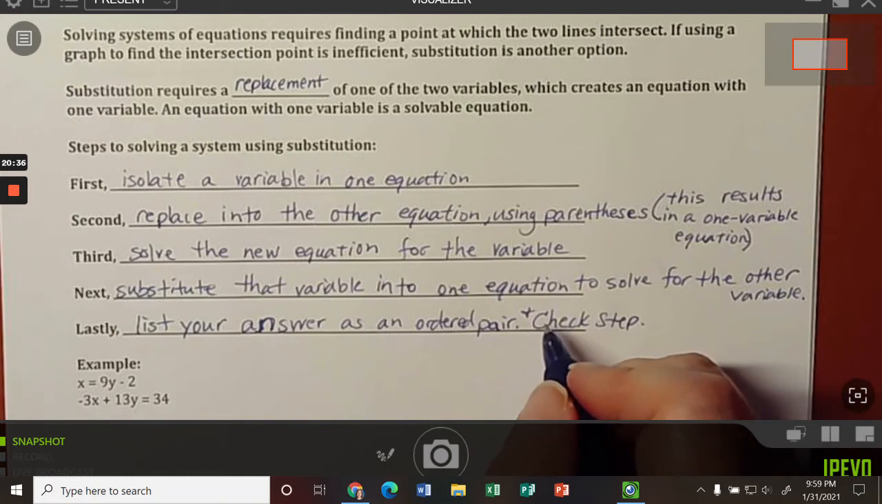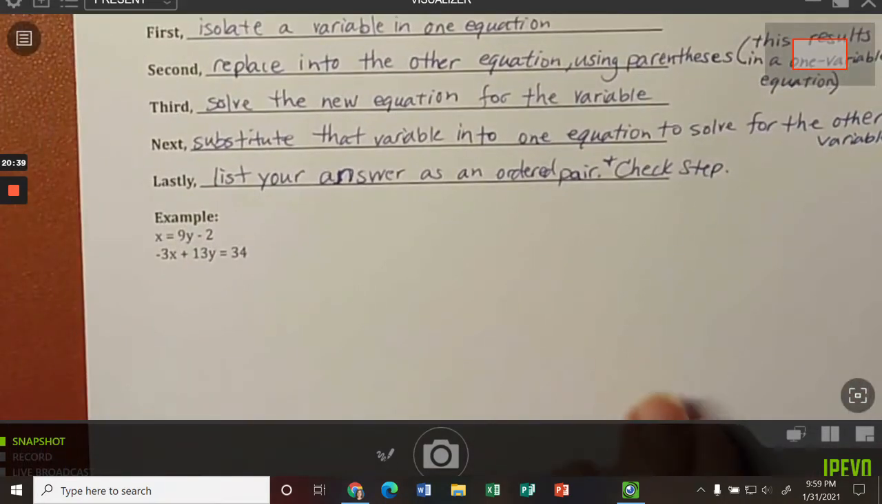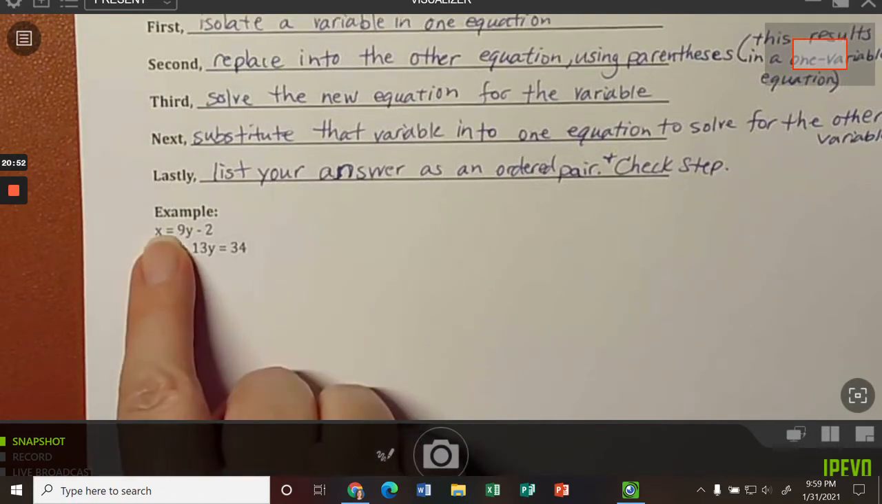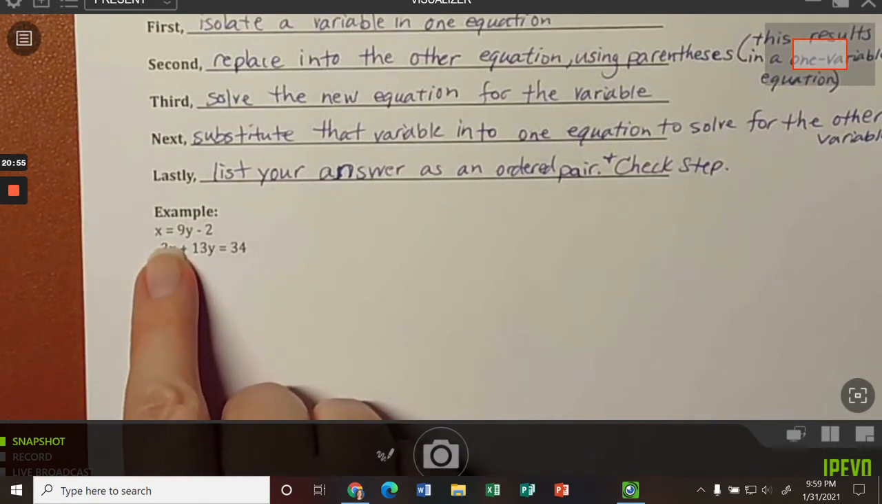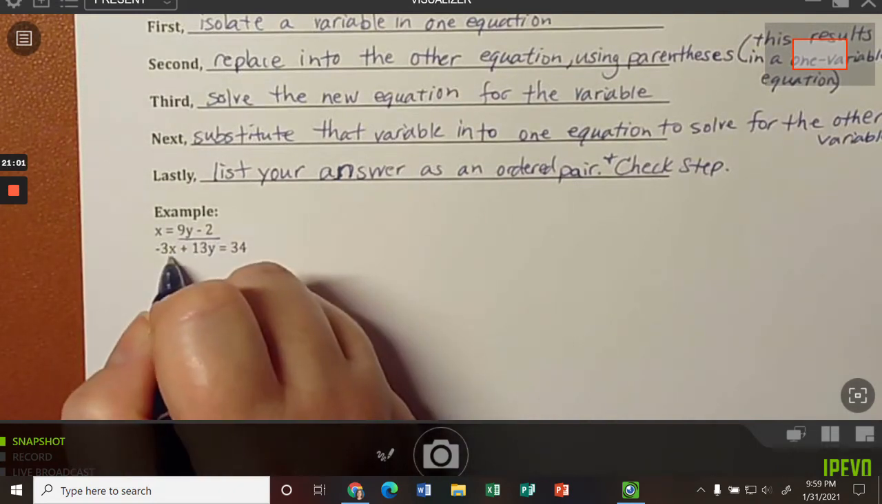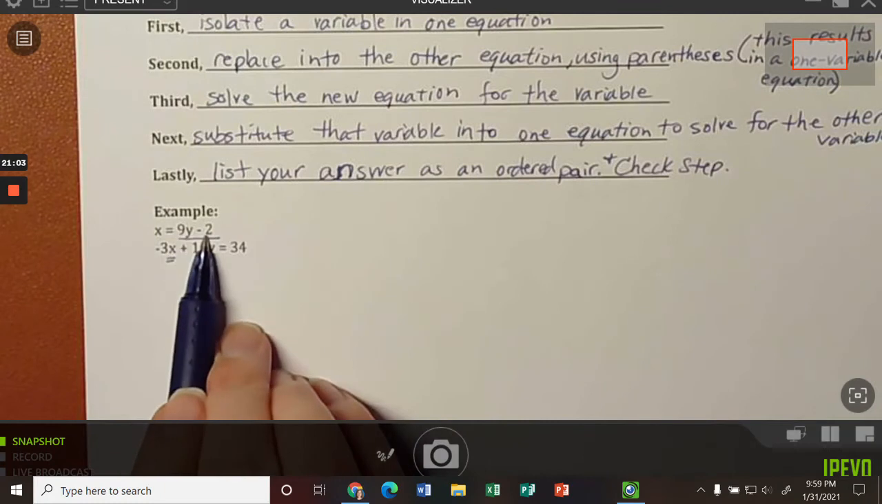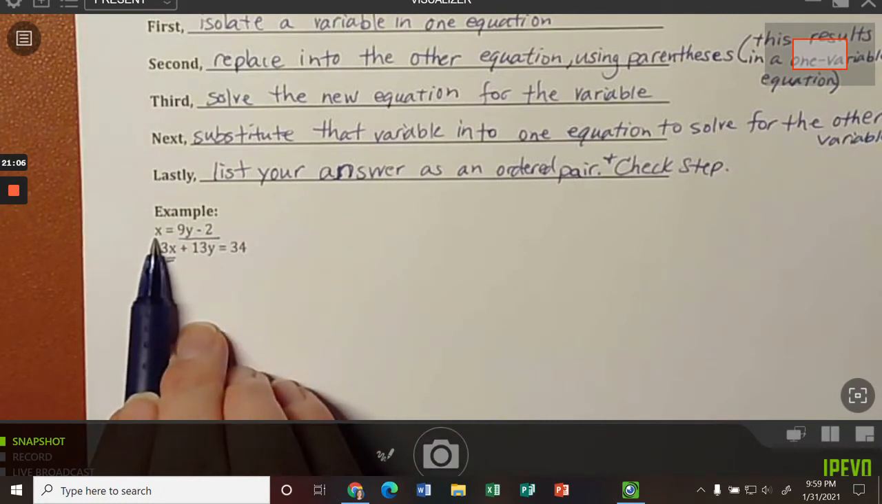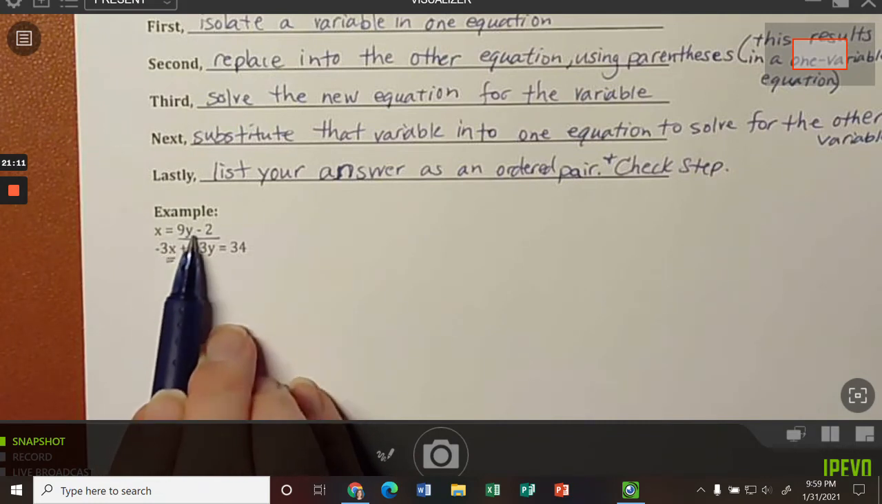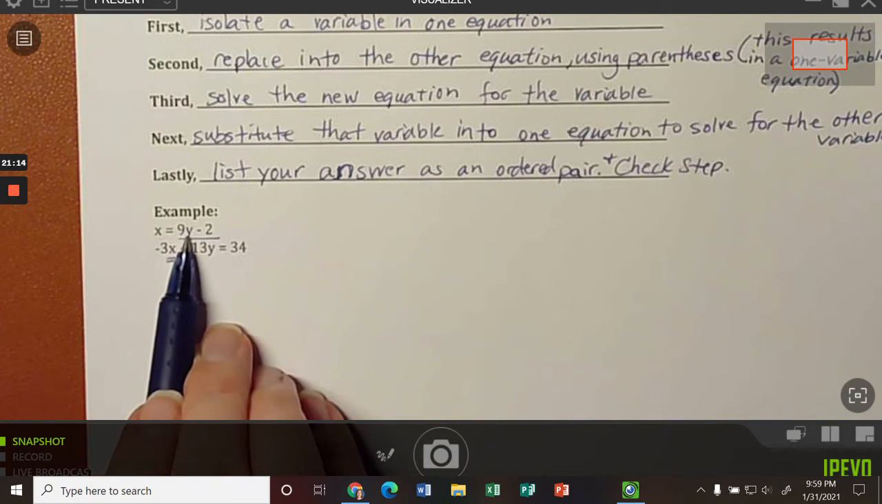Okay, so when we look at this example at the bottom of the page, we have x equals 9y minus 2 and 3x plus 13y equals 34. So when we look at this one, we see that the x is already isolated for us, which is really helpful. So since the x is already isolated, I'm going to go ahead and substitute this 9y minus 2 into the other equation instead of x. Again, since 9y minus 2 is equal to x, in my second equation, instead of saying negative 3 times x, I can substitute in, and I can say negative 3 times the quantity, 9y minus 2.